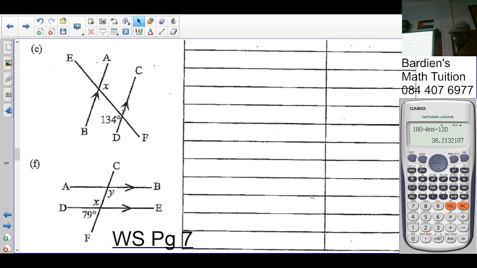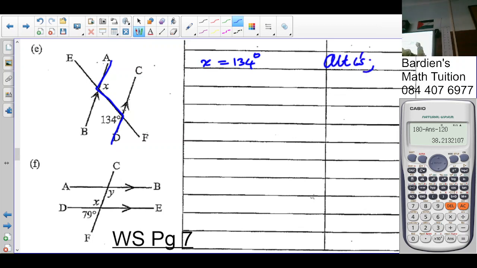Alright, so you guys done with the next one? E? Who's still busy with E? You see why I need you in front and not at the back? So x is equal to 134. Why? Alternate angles with AB parallel to CD or DC. So you all agree with that? Yes, sir.